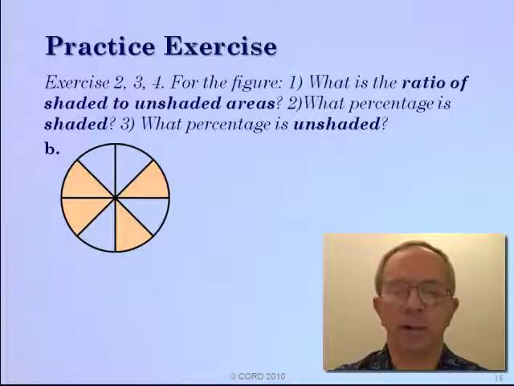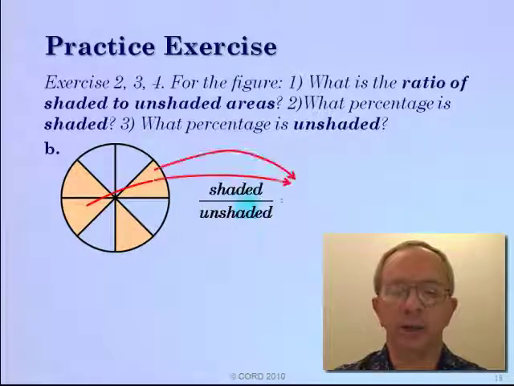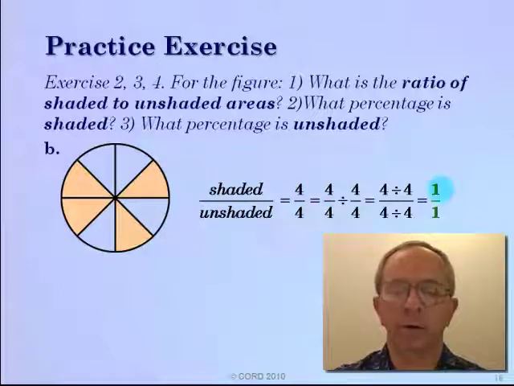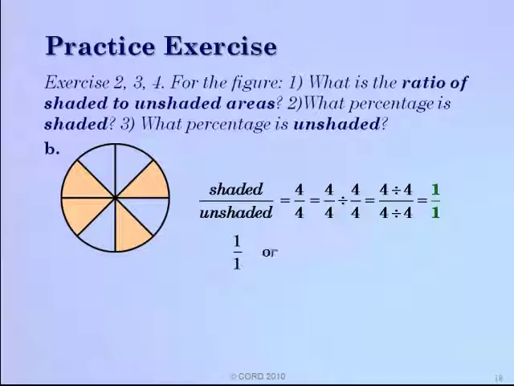Here's a second figure. What's the ratio of shaded to unshaded? Again, how many are shaded? 4. Unshaded are 4. So we have a ratio of 1 to 1, which we can write 3 different ways.